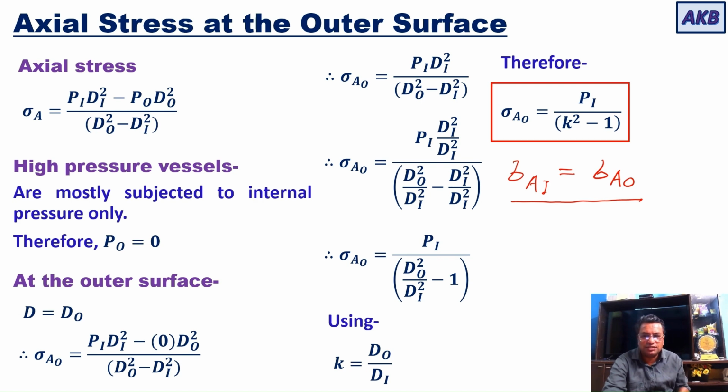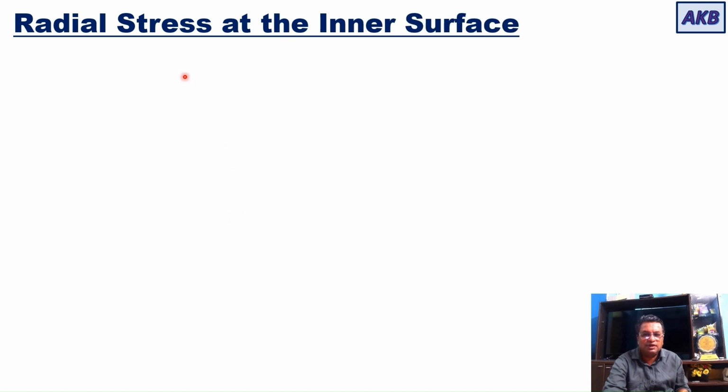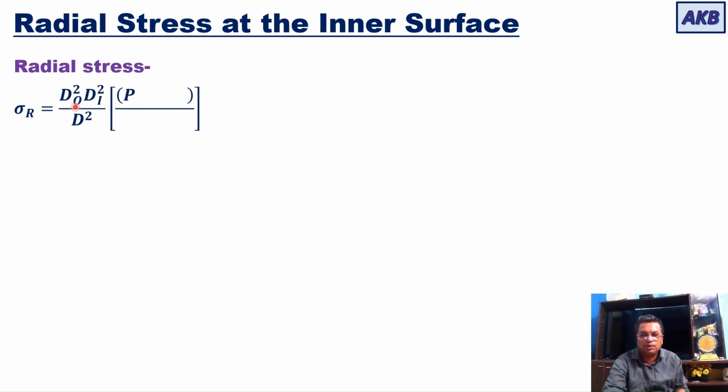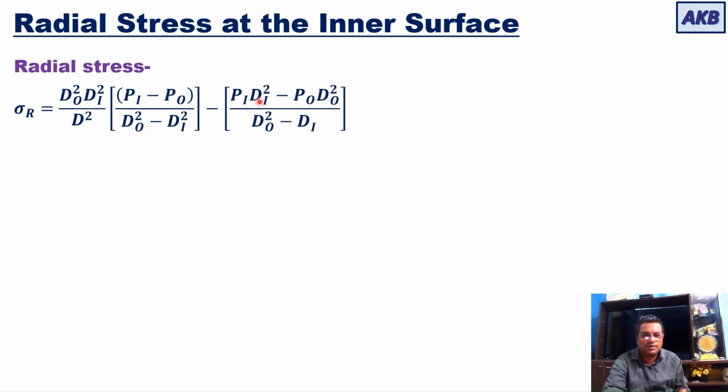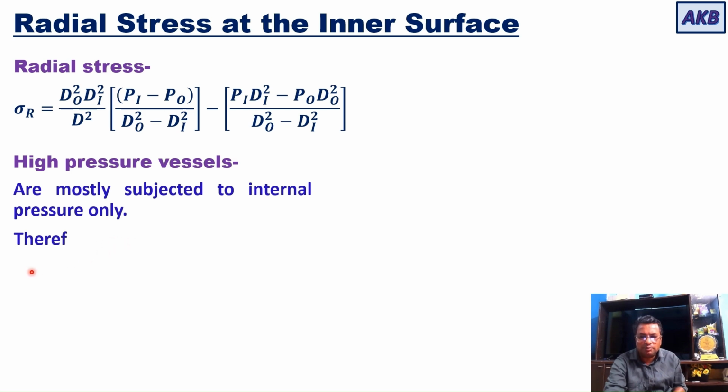Okay, now let us look at the radial stress. First we'll know its value at the inner surface. So radial stress is given by this equation: sigma R is equal to do square di square upon d square into (Pi minus P naught) upon (do square minus di square) minus (Pi di square minus Po do square) upon (do square minus di square). So for high pressure vessels, again, high pressure vessels are mostly subjected to internal pressure. That means the external pressure is 0, P0 is 0.